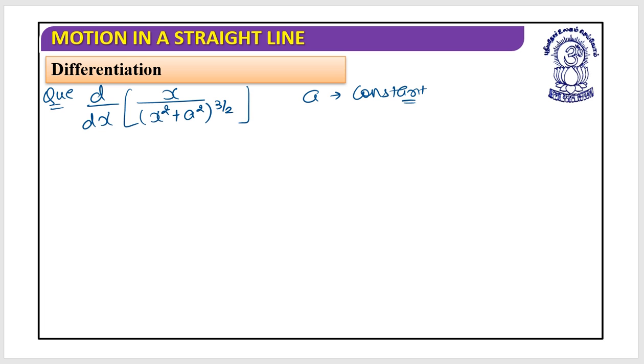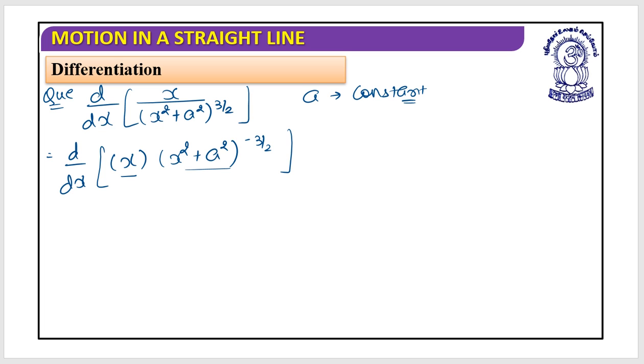Look at the data very carefully, and make your mind ready. What could be done? Tell me, what would be the situation? How could I do this? Let's do one thing: d by dx of x into, let's multiply this term having a power of minus 3 by 2, because it is easier to multiply rather than to divide. So this is the situation: x into x square plus a square to the power minus 3 by 2.